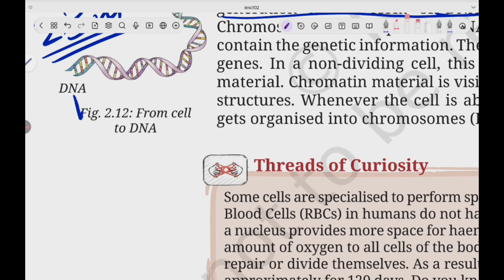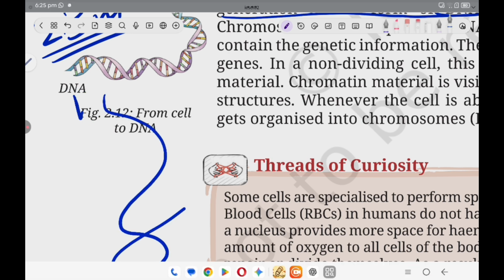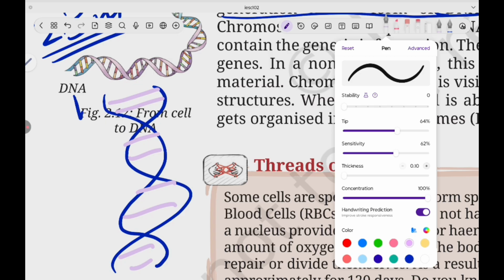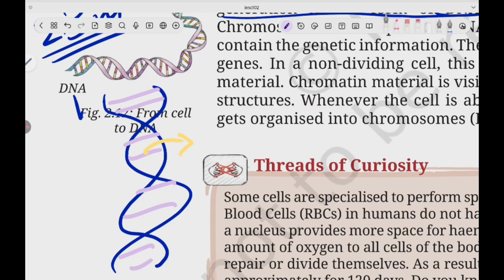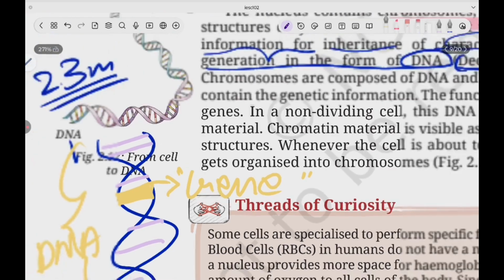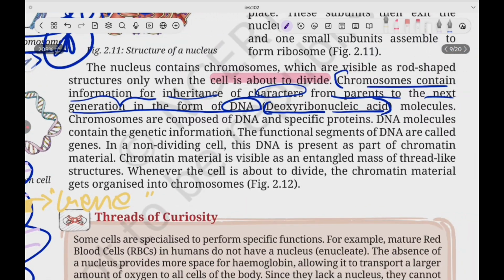In this way, we have inside this, what I have marked with pink color, this particular segment is called a gene. This is the whole DNA, and this pink segment is called a gene. The functional segment of DNA is called a gene.